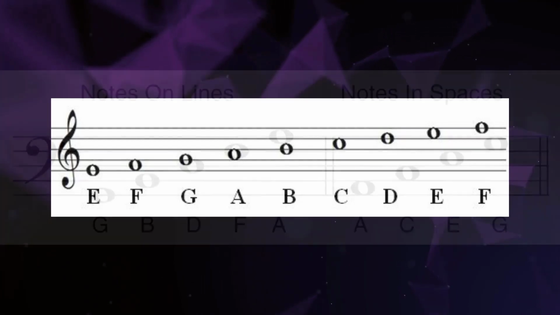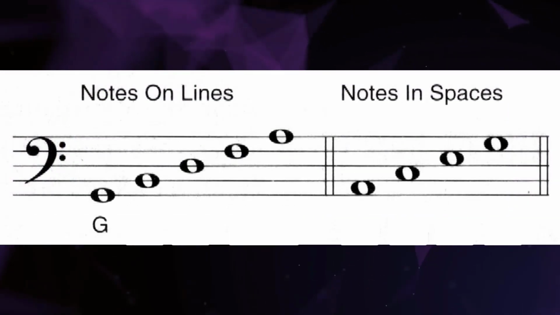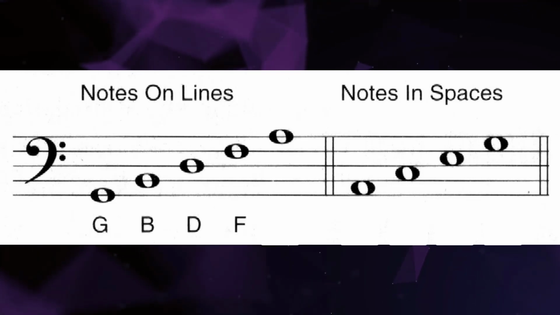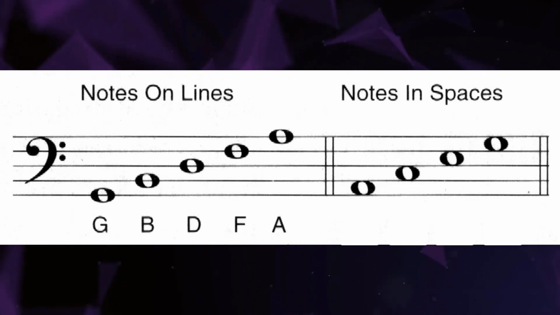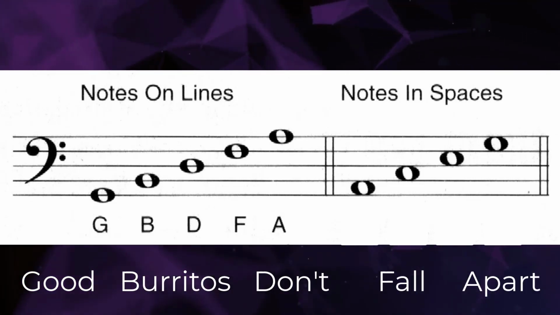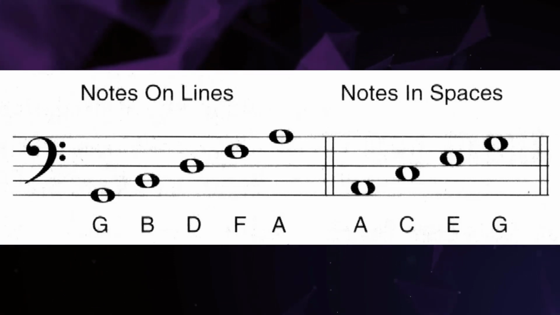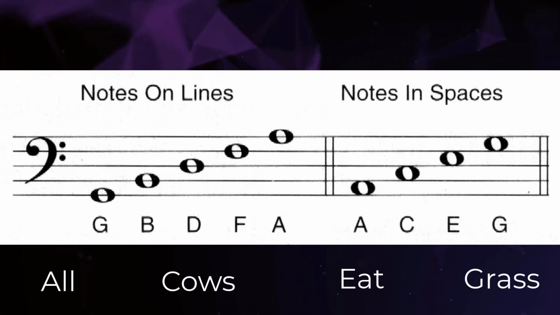As you go lower on the staff, the letters go backwards through the alphabet from G to A before restarting at G. The notes on the lines of the bass clef are G, B, D, F, A. My helpful acronym here is Good Burritos Don't Fall Apart. For the spaces on the bass clef, A, C, E, G, we have All Cows Eat Grass.